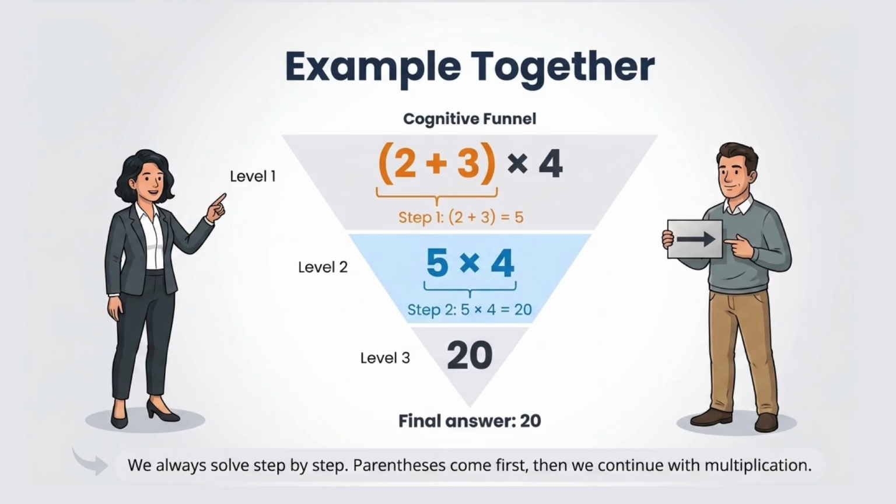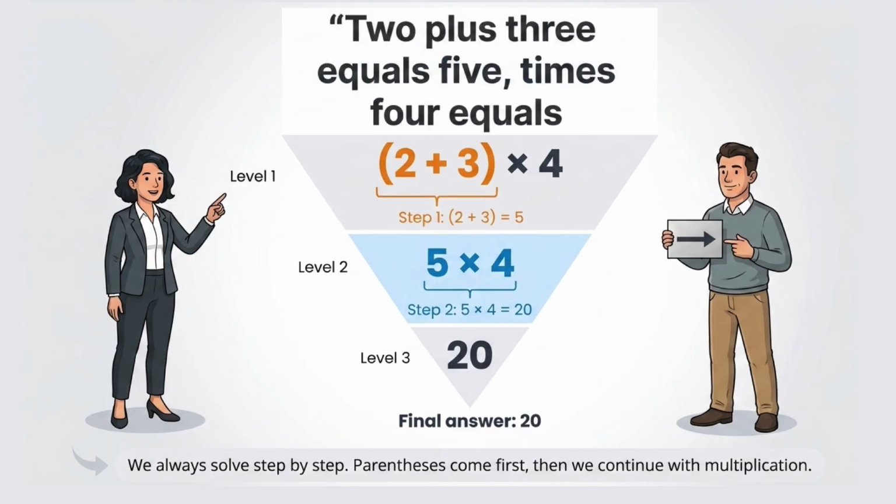Now, I want you to really listen to how this sounds as a full, spoken English sentence. 2 plus 3 equals 5, times 4 equals 20. Did you catch how I paused right after the word 5? That little pause is actually a super important verbal cue. It represents finishing the work inside the parentheses before you start that next operation.